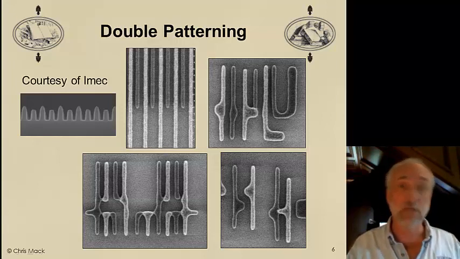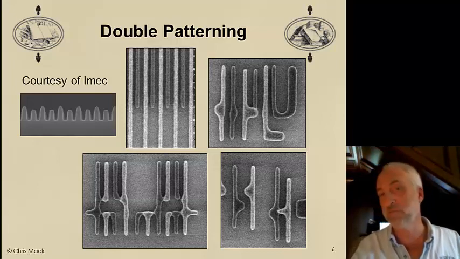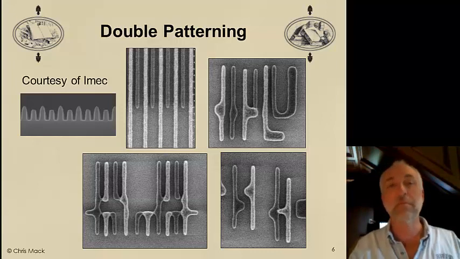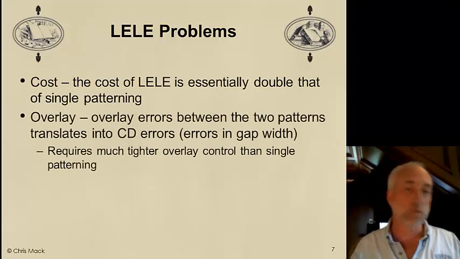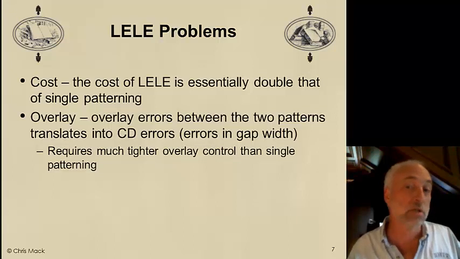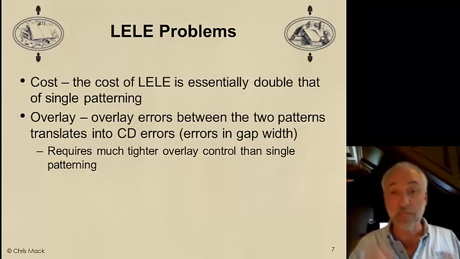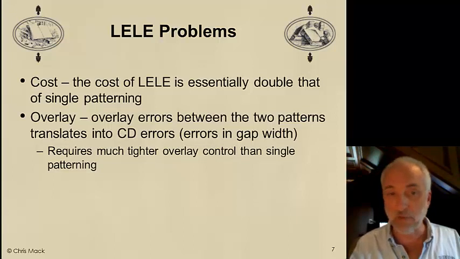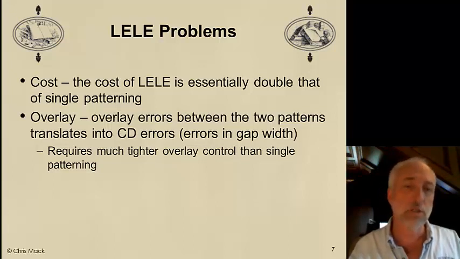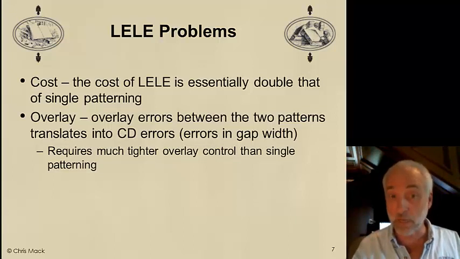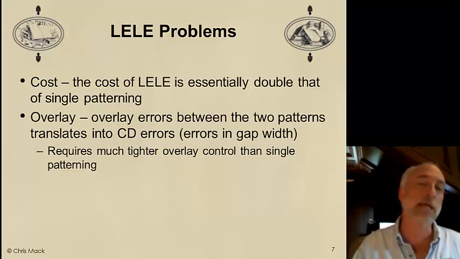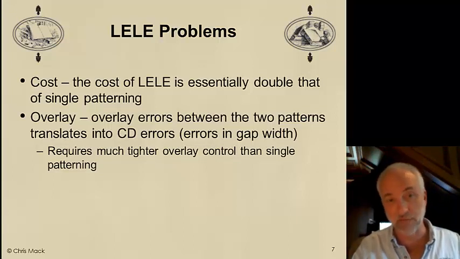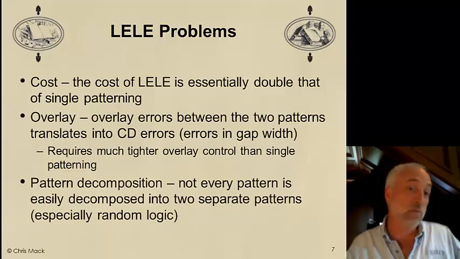That's because of now the high sensitivity to overlay errors. We can control line width easier than we can control overlay, but now with LELE, overlay errors between the two patterns translate directly into critical dimension errors. The error in the gap width is a direct function of the overlay error. This means we have much tighter requirements on overlay control than we have in single patterning. And this has been a very difficult aspect of LELE, and has required dramatic improvements in the overlay capabilities of our lithography tools.